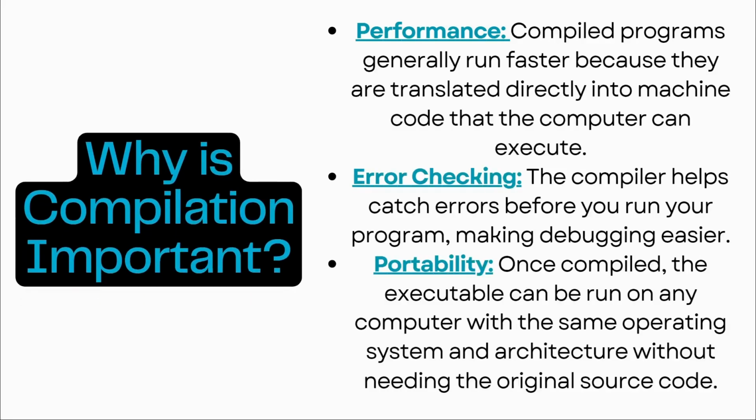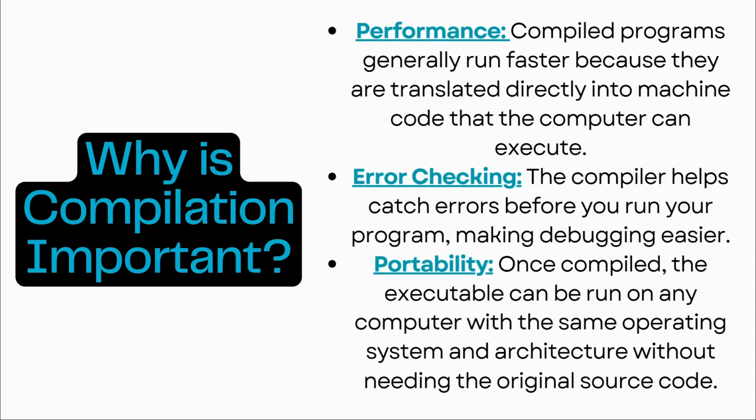Why is compilation important? Very simple. Performance. Compiled programs generally run faster because they are translated directly into machine code, so the computer will be able to easily understand and execute it. And it does error checking, so it will help catch errors before you even run your program, making debugging easier as well. And portability. Once compiled, the executable can be run on any computer with the same operating system and architecture without the need of the original source code. So these are some of the reasons why compilation is very important.